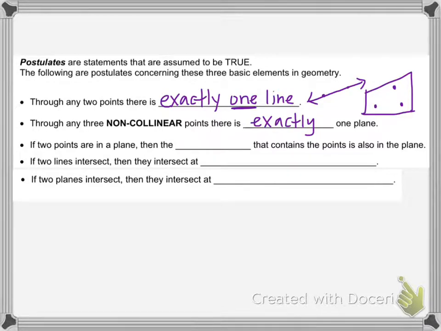The next postulate states that if 2 points are in a plane, then the line that contains the points is also in the plane. So if I have a plane and there are 2 points in it, then the line that I can make by connecting those 2 points also lies within that plane. This next one you might remember from Algebra 1. If 2 lines intersect, then they intersect at exactly 1 point.